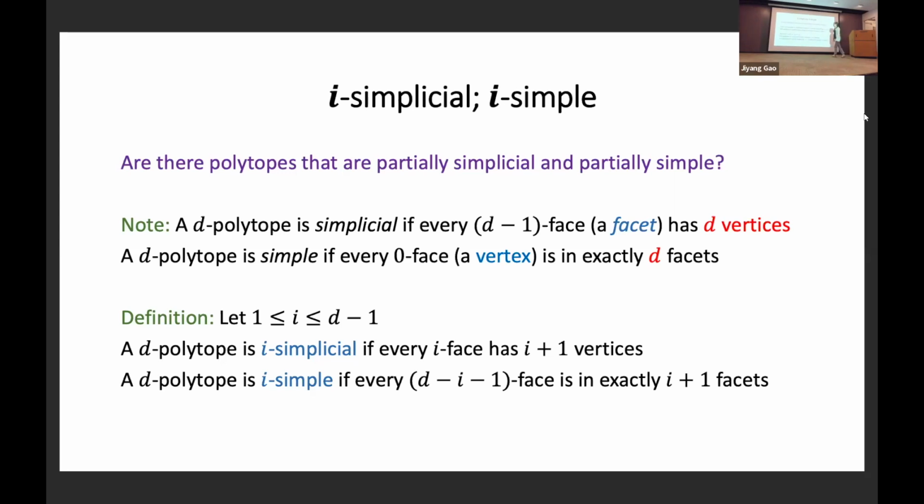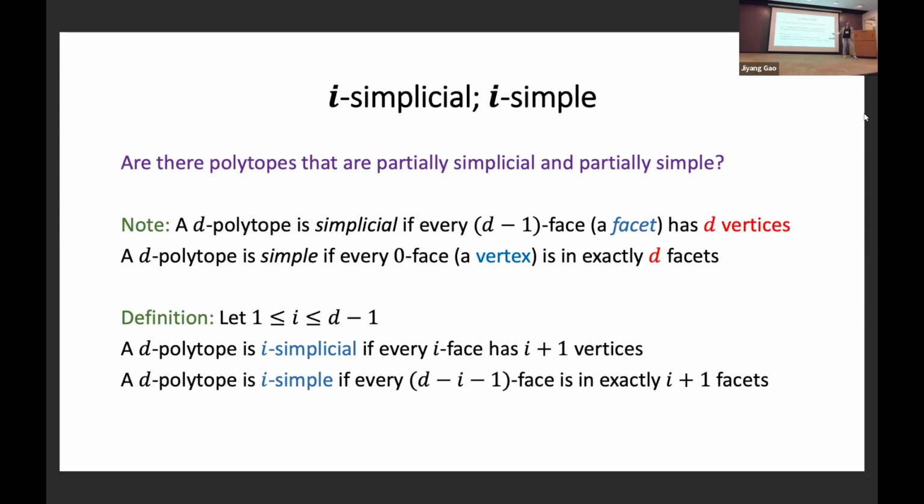A d-dimensional polytope is called i-simplicial if all faces of dimension i are simplicial. So if every i-dimensional face has i plus one vertices. What happens in higher dimensions, we don't care, but at least up to dimension i, everything is assumed. Well, to define i-simple, let's just dualize the notion of i-simplicial. And so what we get is that a d-dimensional polytope is i-simple if every d minus i minus one dimensional face lies in exactly i plus one facets.